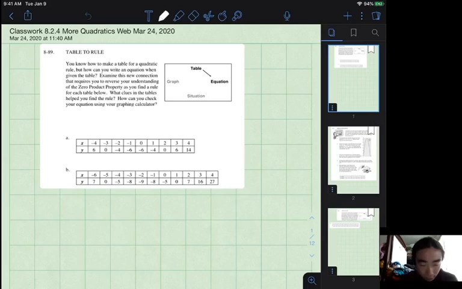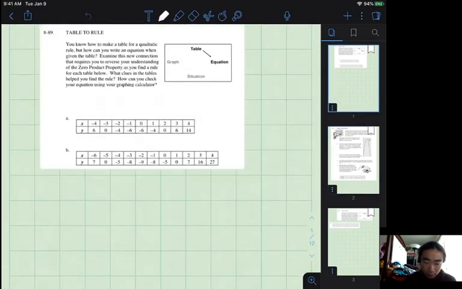So I'm recording this for those that aren't able to join us in real time. There's a little bit more about parabolas, the connections between them, how do we graph them, how do we figure out equations, how do we work with them in a table, and so on and so forth.